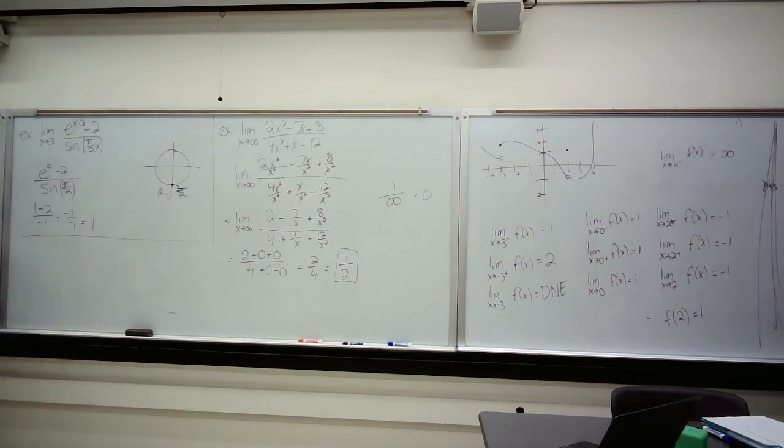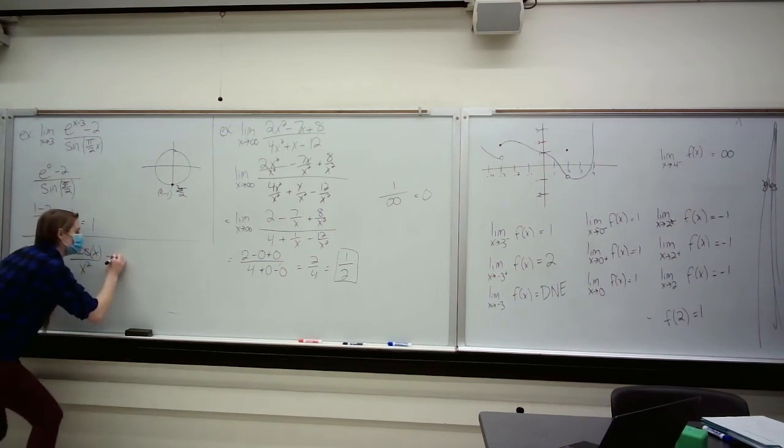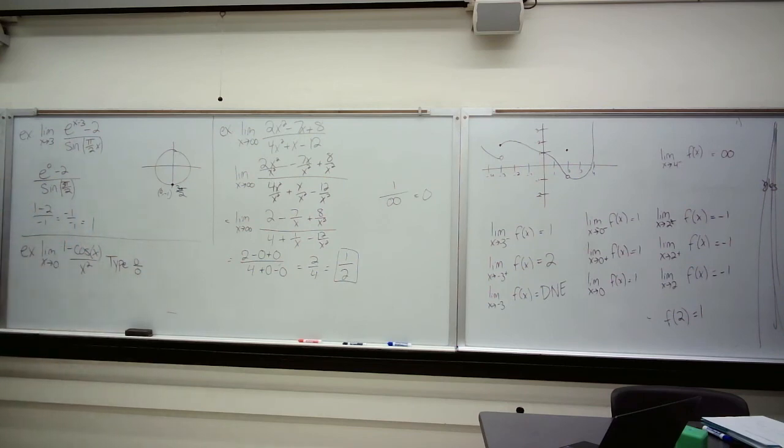Okay, so let's quickly go through these last few things. Example: limit as x goes to 0 of 1 minus the cosine of x over x squared. If we plug in 0 here, cosine of 0 is 1, so 1 minus 1 is 0 over 0, so I have type 0 over 0. Now I can use L'Hopital's rule. It tells me to take the derivative of the top over the derivative of the bottom. Do not do the quotient rule with L'Hopital's rule. Make sure you're just doing the derivative of the top over the derivative of the bottom.